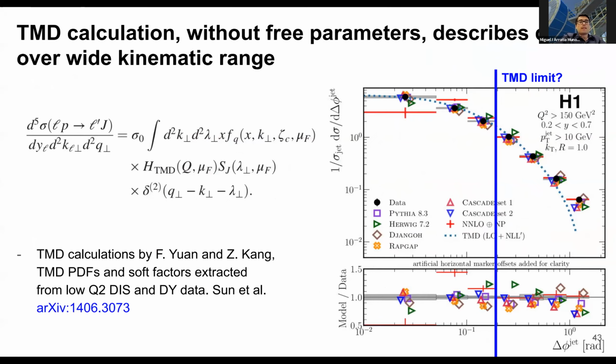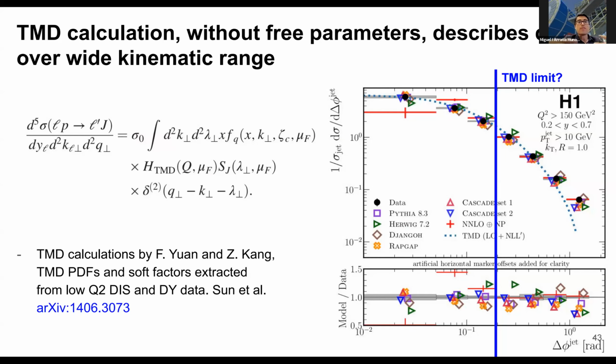So the bottom line that I want you to get across from this measurement is that the TMD calculation that we showed, which by the way was completed by Feng Yuan, and we also had calculations by Yongbo Kang, has no free parameters and describes the data over a very wide kinematic range, actually beyond what is typically considered the limit of the applicability of the TMD framework. So roughly Q squared divided by QT divided by Q of about 0.2. If you can see here, the blue distribution describes the data well beyond that. So actually that's very interesting.